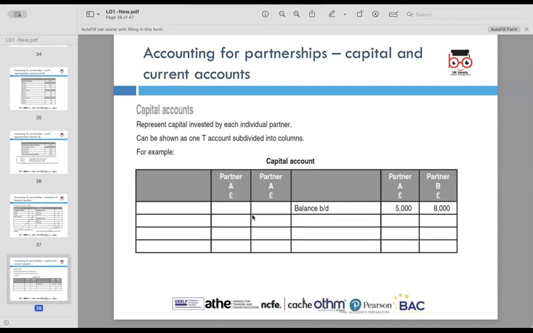Capital accounts. Capital accounts in a partnership serve as detailed records of each partner's financial transactions and interest within the business. These accounts track day-to-day activities such as profit allocations, drawings and interest on capital.